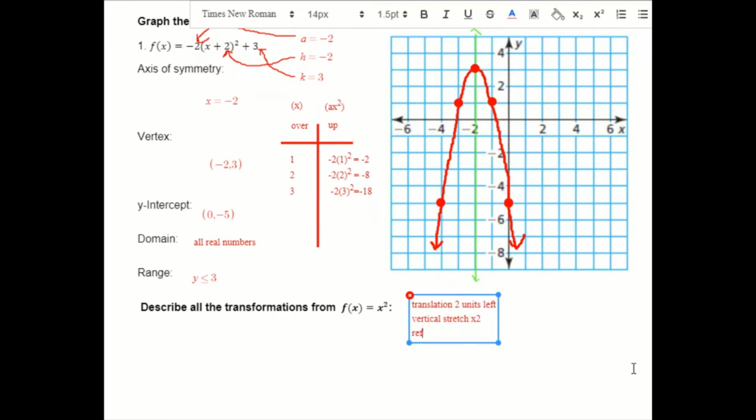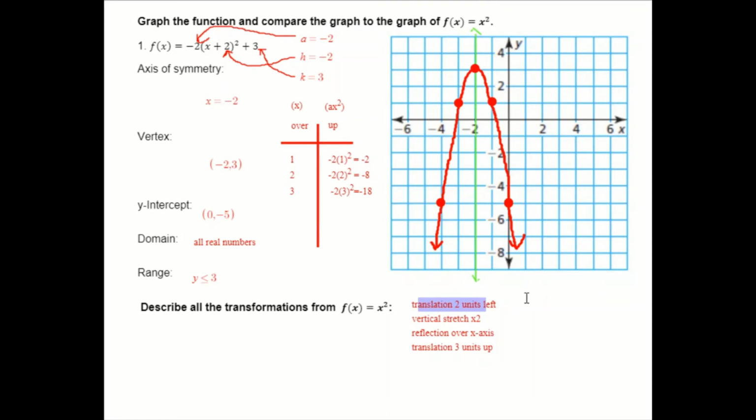And then we have a reflection over the x-axis. And then finally we have a shift or a translation 3 units up. So we've got actually 4 transformations going on here. Look at that. Okay, so just to be clear, the translation to, you know what I should do?